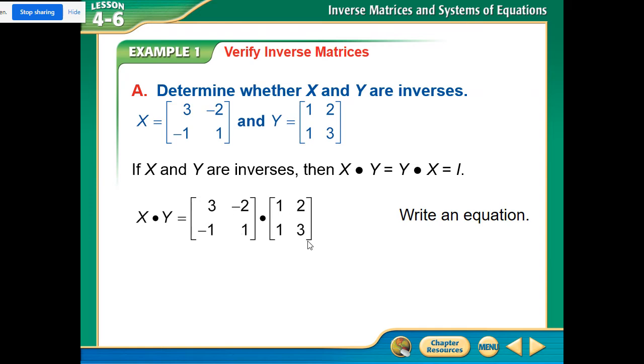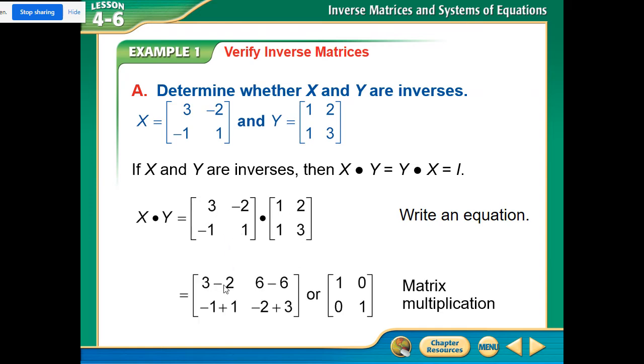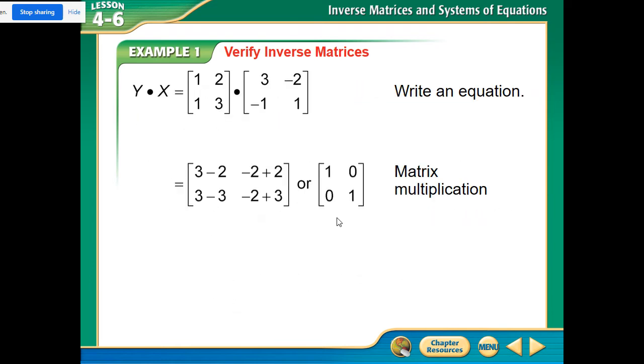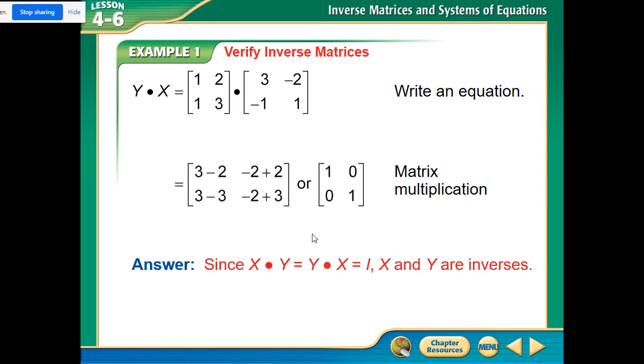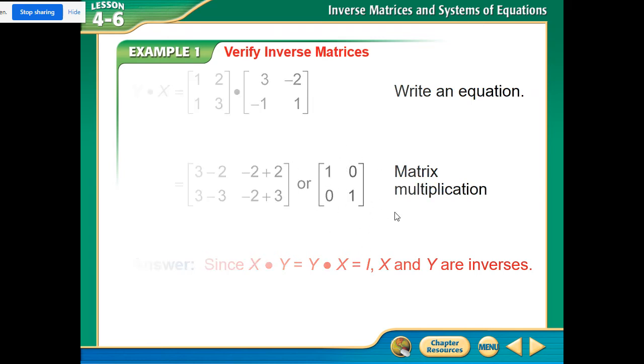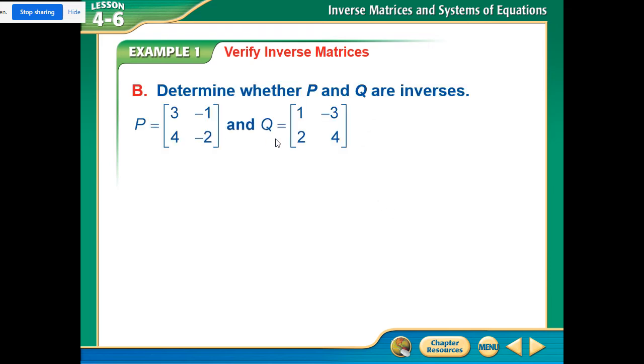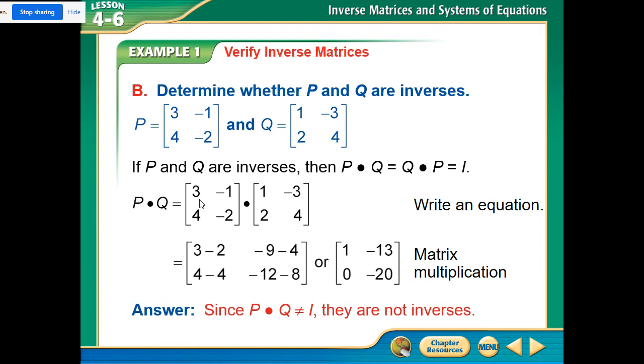So we're going to multiply these together. Here we do it by hand, and we get 1, 0, 0, 1. And if you have 1, 0, 0, 1 both ways that we do it, then we know that they're inverses. So we're just multiplying them together. Do we get the identity? All right, looking at another one, are these two inverses? Multiply them. Again, we can multiply them both ways and see if we get the identity. So here we do p times q, and when we get 1, negative 13, 0, negative 20, that doesn't quite work out. So they're not inverses, and we're done at that point.